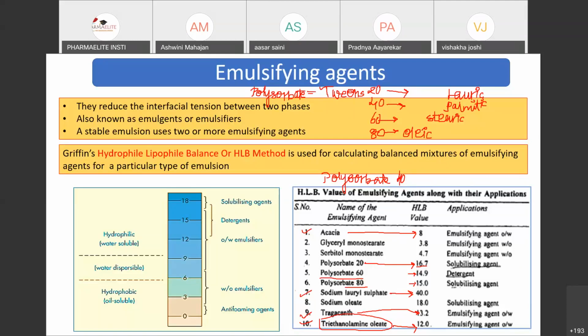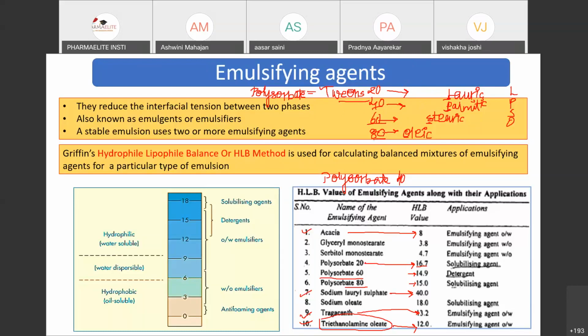Tween 4 means which fatty acid? Rest, the entire thing in all the four options is the same. You will get a difference of lauric, palmitic, stearic and oleic only. It's you who need to remember the trick: LPSO. What does it stand for? L is lauric, P is palmitic, S is stearic, O is oleic. Tween 20 will stand for lauric, Tween 40 will stand for palmitic, Tween 60 will stand for stearic, and Tween 80 will stand for oleic.